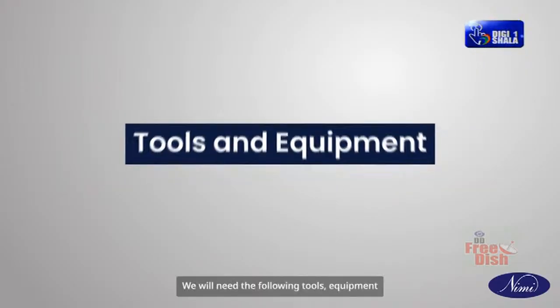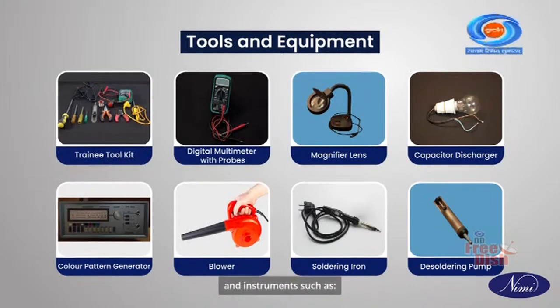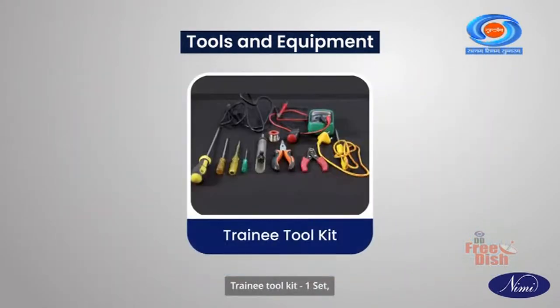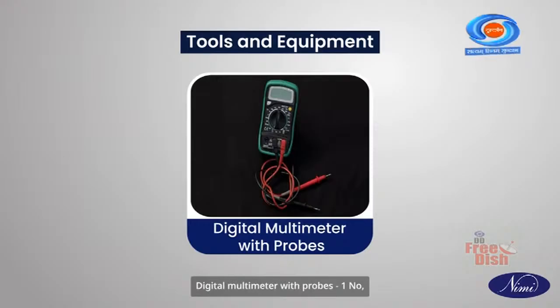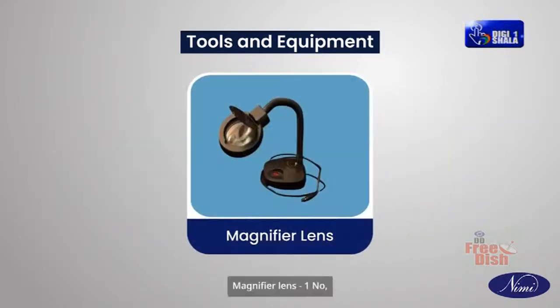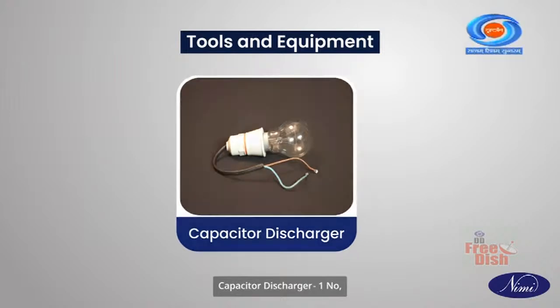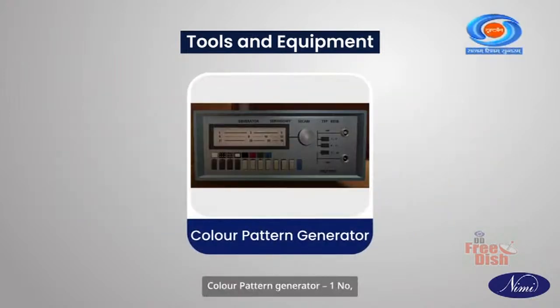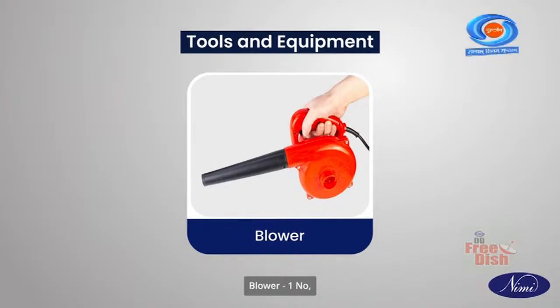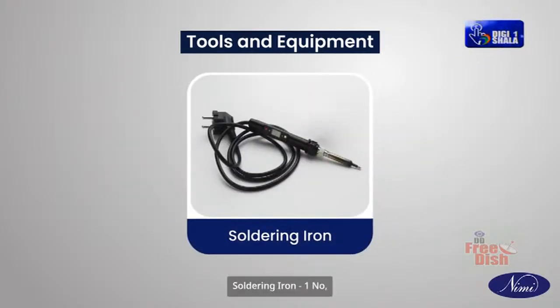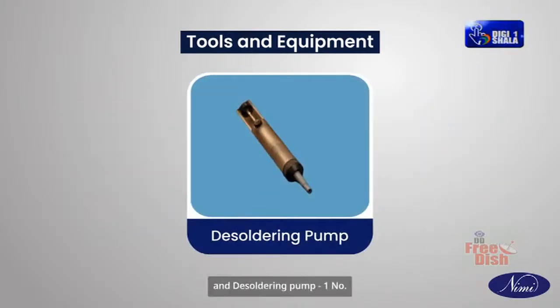We will need the following tools, equipment, and instruments such as Trainee Toolkit 1 set, Digital Multimeter with probes 1 number, Magnifier lens 1 number, Capacitor discharger 1 number, Color pattern generator 1 number, Blower 1 number, Soldering iron 1 number, and Desoldering pump 1 number.